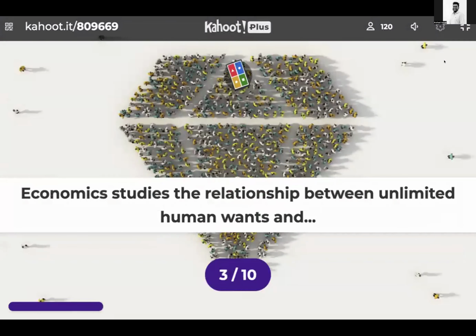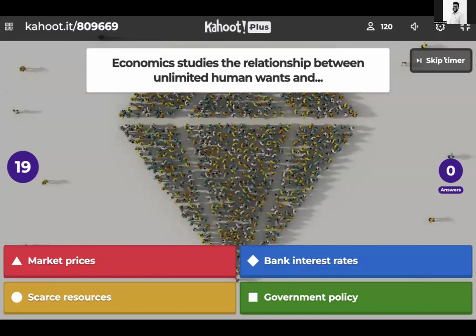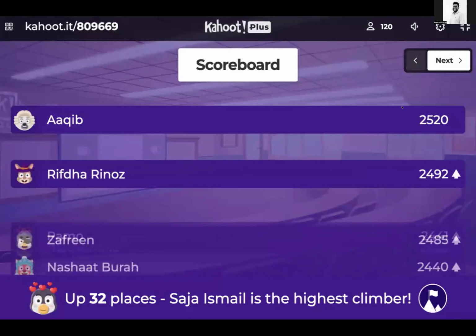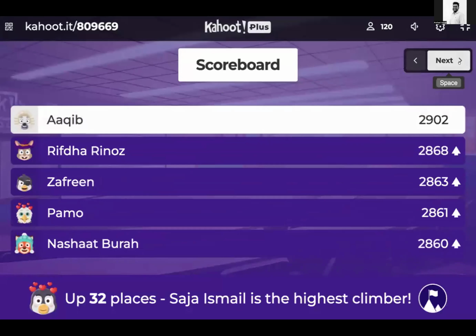Third one. Economics studies the relationship between unlimited human wants and market prices, bank interest rates, scarce resources, government policy. What does economics study? Relationship between unlimited human wants and scarce resources, right? Your unlimited wants and limited resources. How do you manage the two? Nice. Okay, first place hasn't changed.